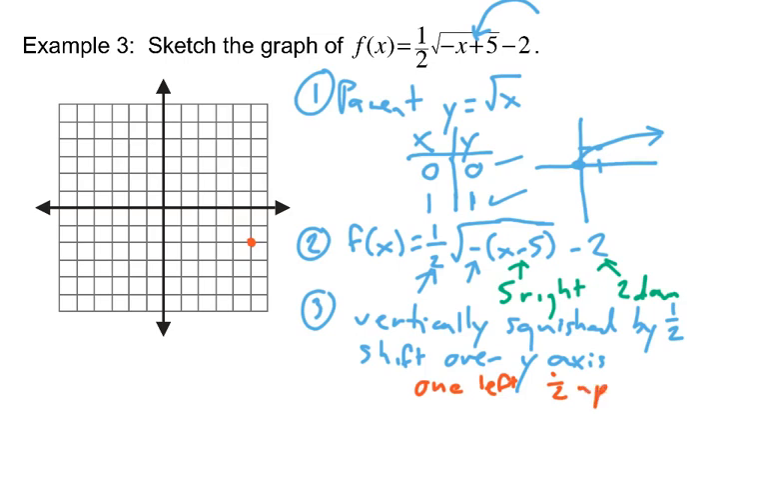That would put me right there. And that would give me the same swoosh shape, but it would be much more compressed. Like that. See how it's much more compressed that way. Now, little note of comment here.